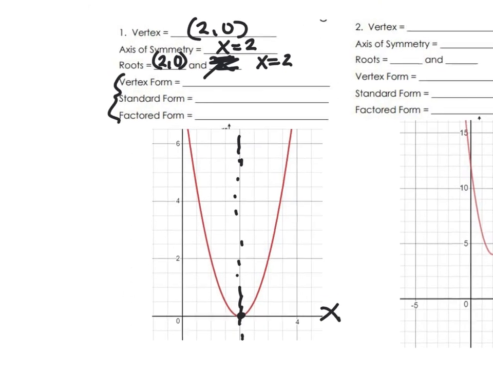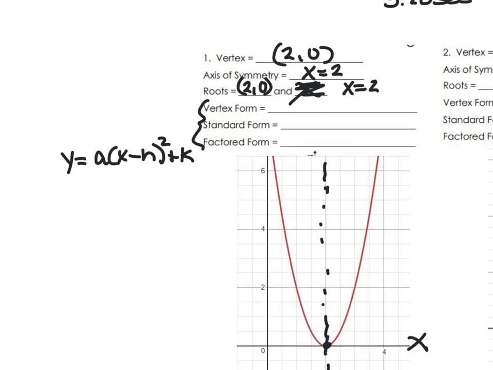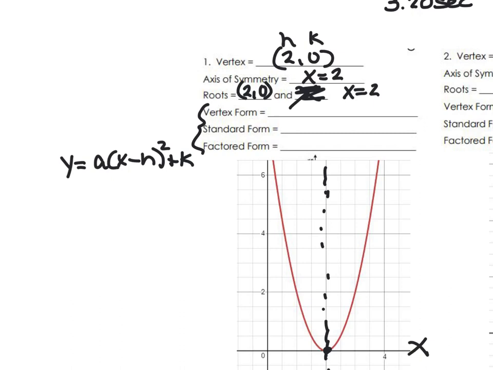All right, so vertex form. We'll move this over to the side here. So vertex form is y equals a times x minus h squared plus k. So remember your vertex, this is your h and this is your k. So we can say y equals a times x minus h, so the opposite would be minus 2 squared plus k. There's nothing there, so it's plus 0, which we don't have to write.